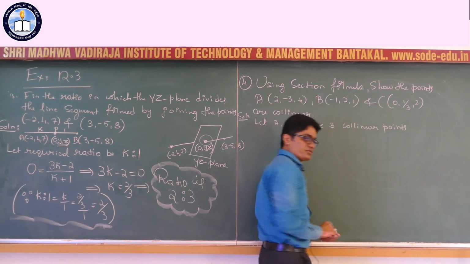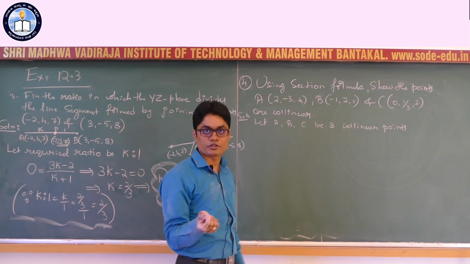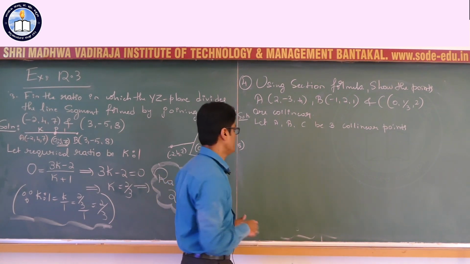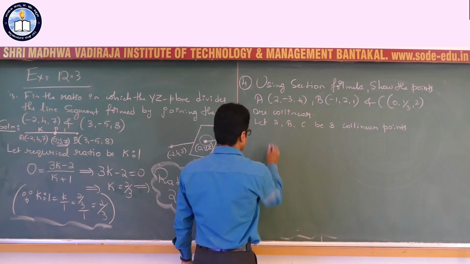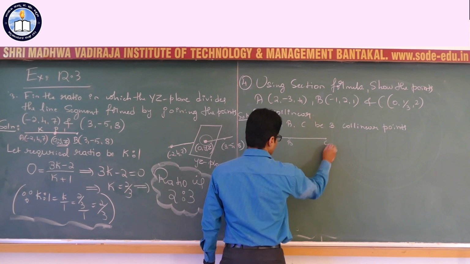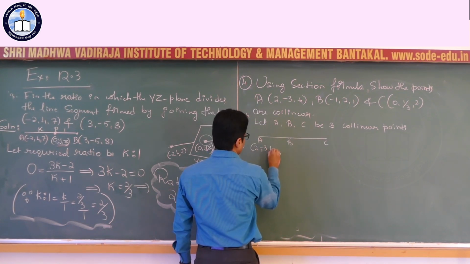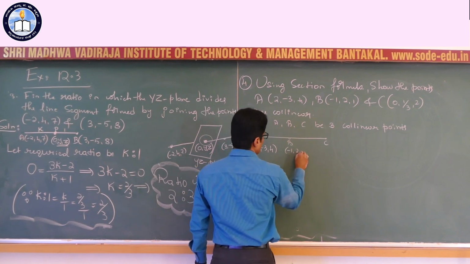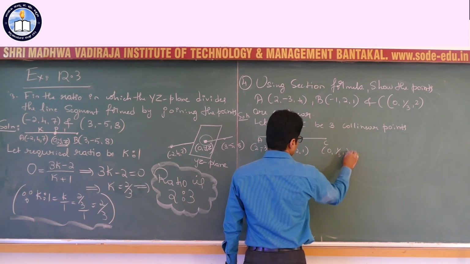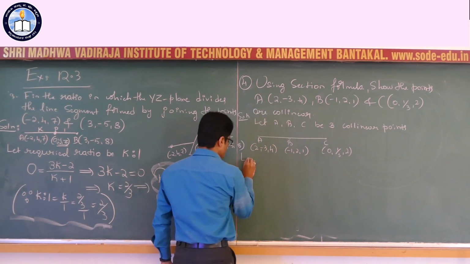If our assumption is right, you will get one perfect conclusion, and I will tell you what type of conclusion you should get to say our assumption is perfect. If I assume 3 points are collinear, then the diagram I can write like this: A, B and C. A is (2, -3, 4), C is (-1, 2, 1), and B is (0, 1/3, 2). This is B. Now, let us assume one more thing.